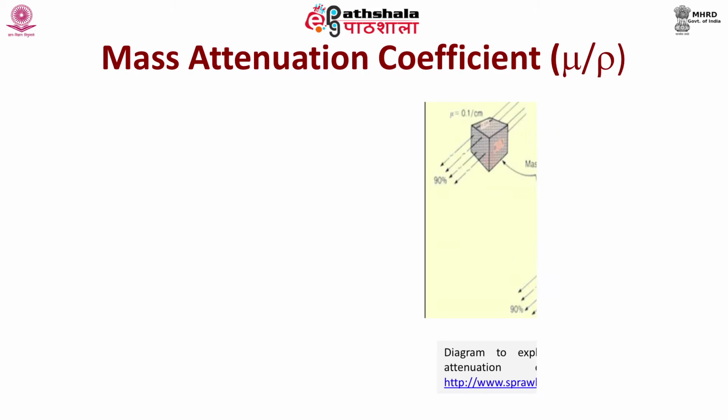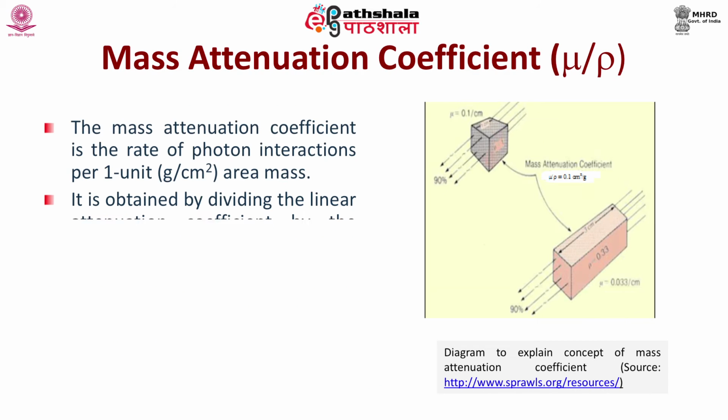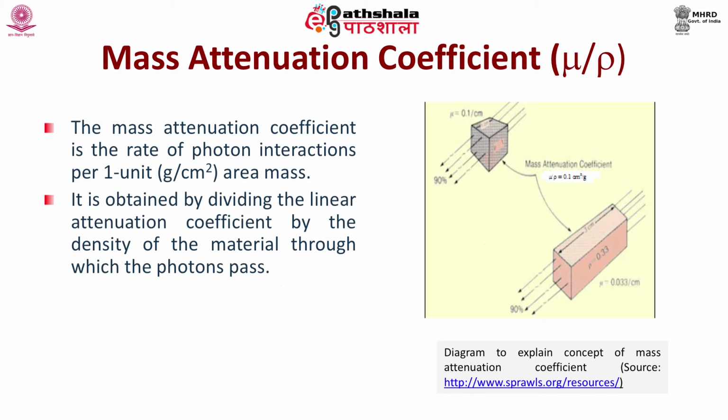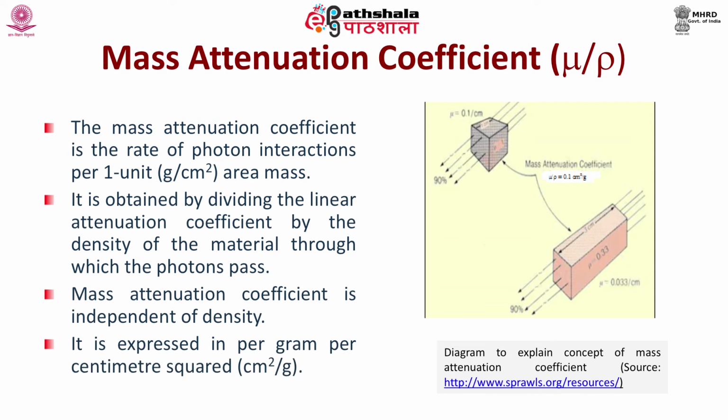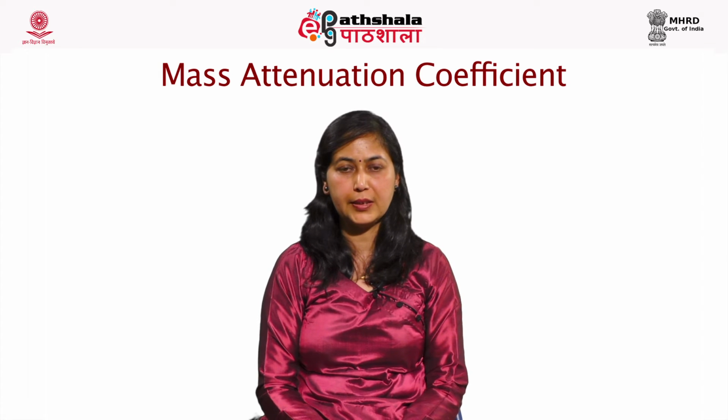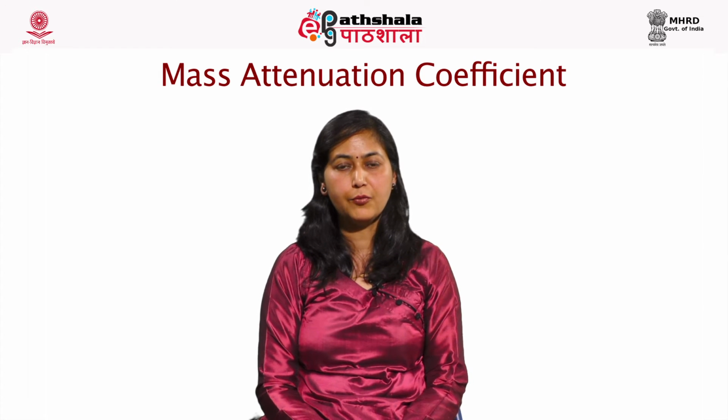This coefficient came into existence because the linear attenuation coefficient depends on density. The mass attenuation coefficient is independent of density. It is expressed as mu by rho, where mu is the linear attenuation coefficient and rho is the density of the material. Here the area mass is considered, not the whole mass. Area mass denotes the mass of a particular area.